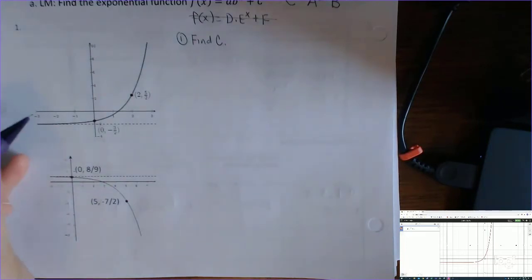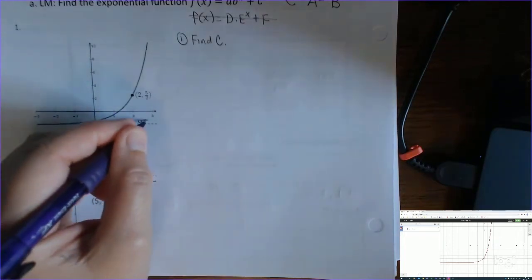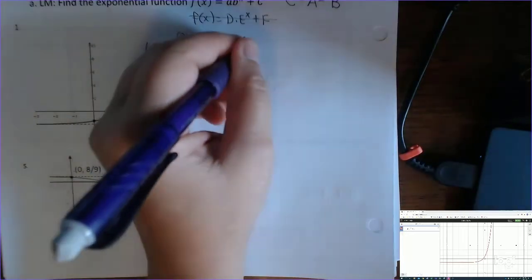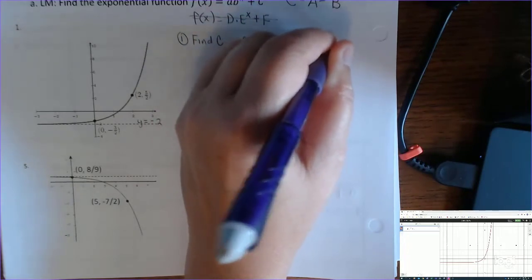So we come and look at the graph and you say, okay, well the horizontal asymptote, it's hard to see, but since this is 0, -3, this must be a -2. So the horizontal asymptote is y equals -2. So that means that c equals -2. Okay, next step is find a.